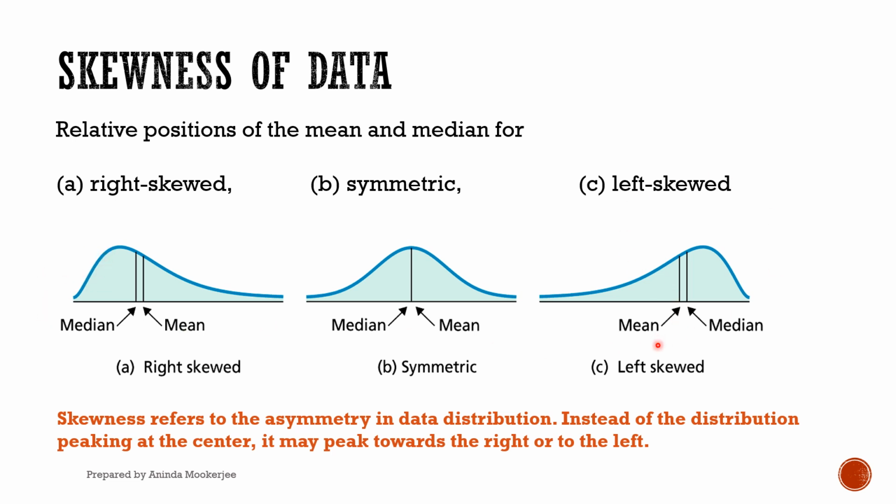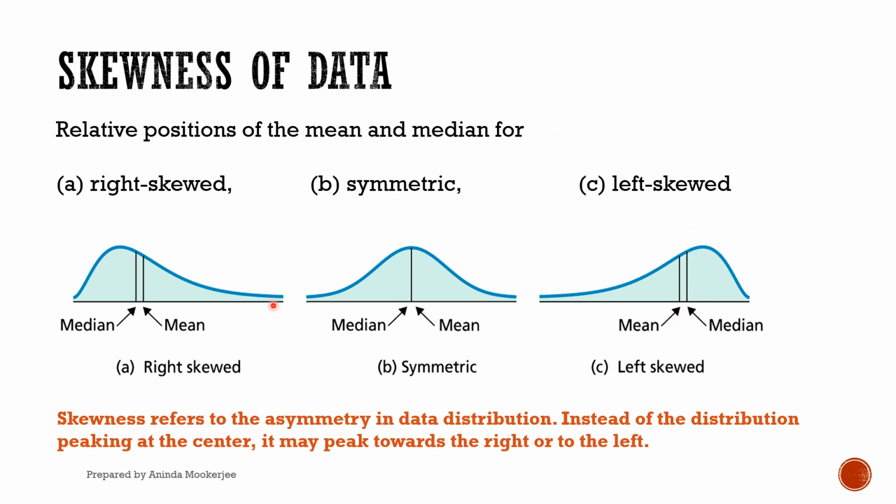In a left skewed distribution, the median is a value higher than the mean. Median is greater than the mean, and we see here the concentration of data is more on the right-hand side than on the left-hand side. It has a long tail to the left, therefore we call it a left skewed distribution.